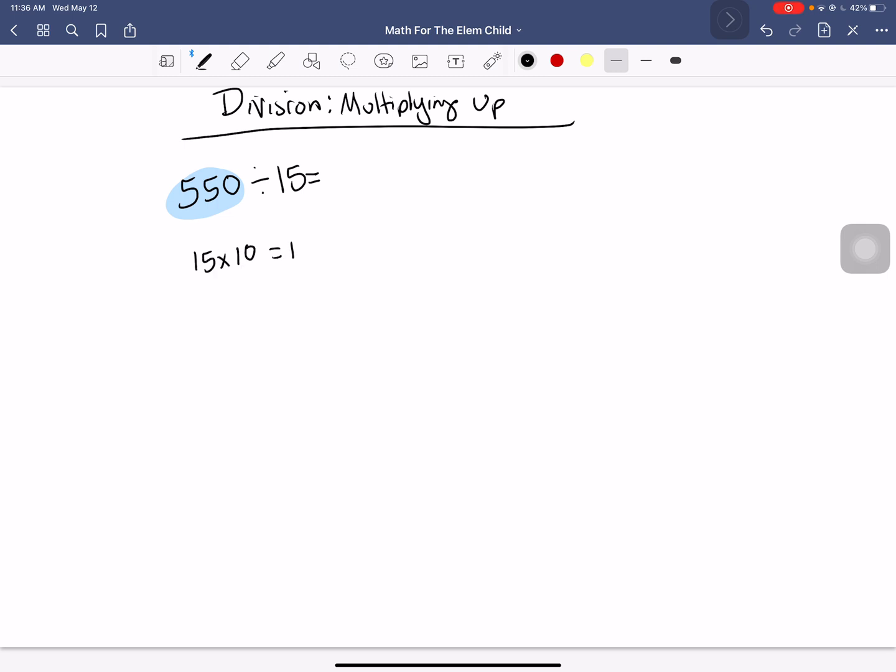And I already know that this is 150 because we bring the 0 over and then we multiply 15 times 1. And right now, I have 150, way far from 550. So let's multiply 15 times 10 again to get 150. And this will be 300. I'm going to multiply 15 times 10 again. Now I have 450. Let's try it again.